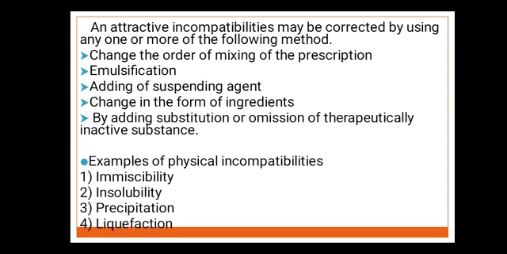Now the first example is immiscibility. Second one is insolubility. Third one is precipitation, and fourth one is liquefaction. Now we will see the first example, immiscibility. Generally, oils and water are immiscible with each other. They can be made miscible with water by the emulsification method. So, in this immiscibility, an emulsifying agent is used to make a good emulsion.